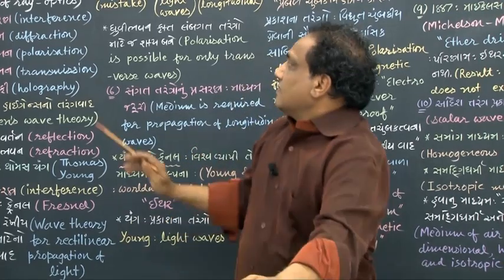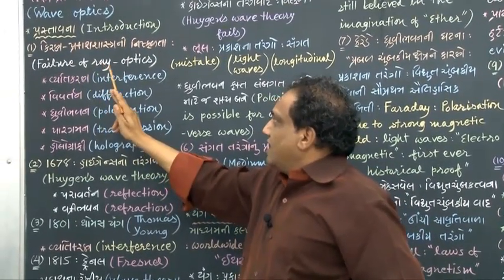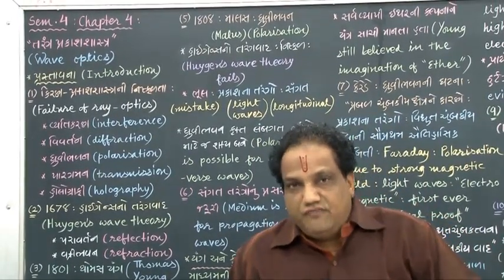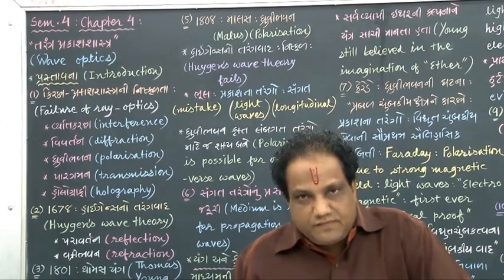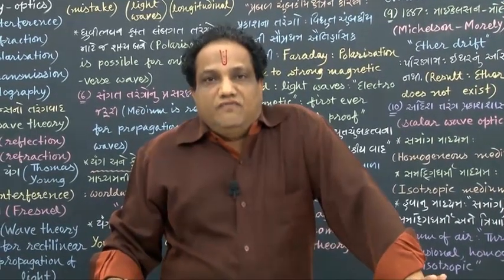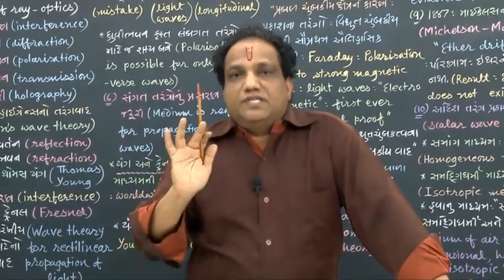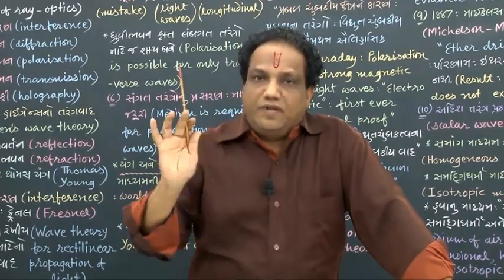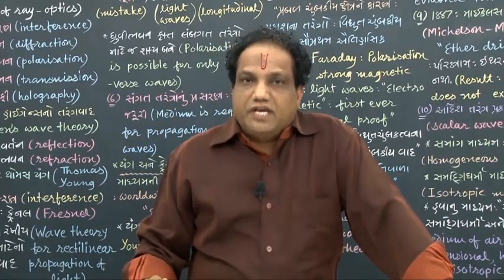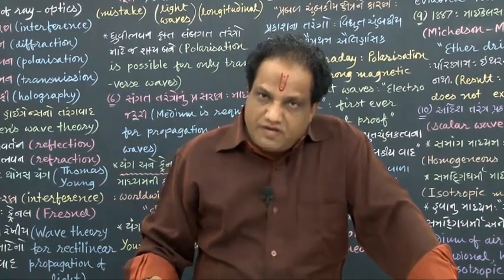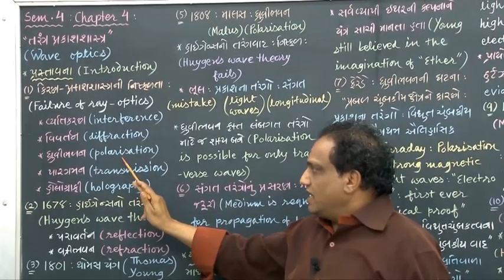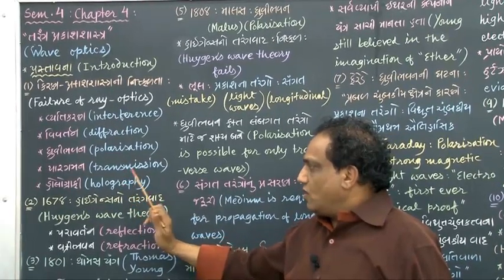First, failure of ray optics. There is a branch of physics in which it is assumed that light energy propagates rectilinearly in the form of a ray. Such a branch is called ray optics. Ray optics simply fails in explaining 5 optical phenomena. They are interference, diffraction, polarization, transmission and holography.